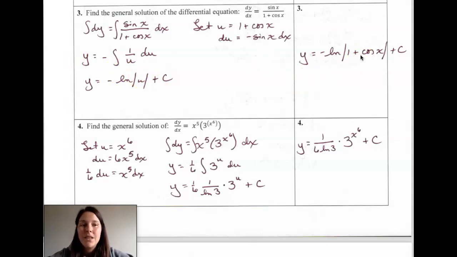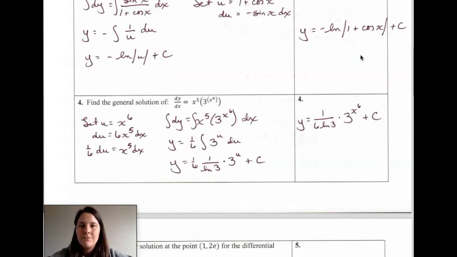Now in this case, because the range of cosine of x is negative 1 to 1, once you add 1, that gives it a range of 0 to 2, which other than 0 are all positive values, so you could drop those absolute values in your final answer, but I would accept it both ways.